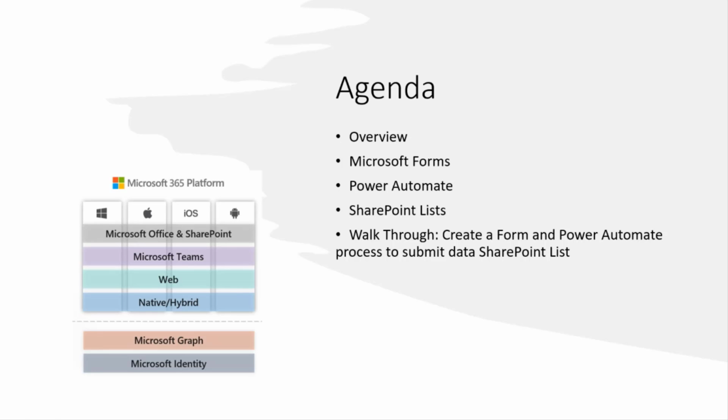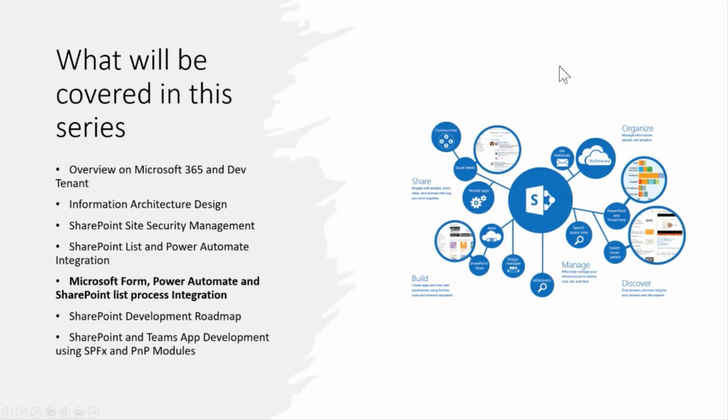Let's start. Today we will be discussing an overview of our current scenario, what we will be taking up, and then we will discuss a little bit about Microsoft Forms, Power Automate, and SharePoint List, and then I will walk through creating a form and a Power Automate business process to submit data to the SharePoint List. Let's begin.